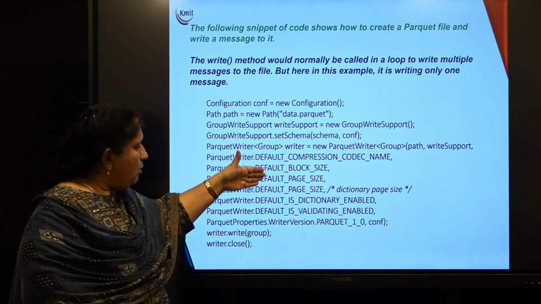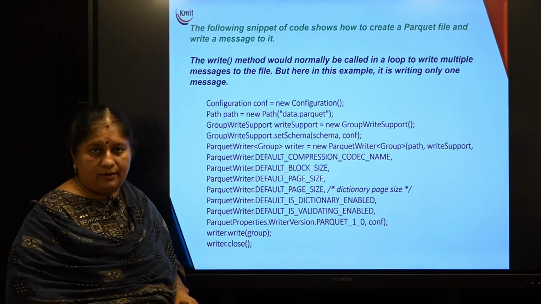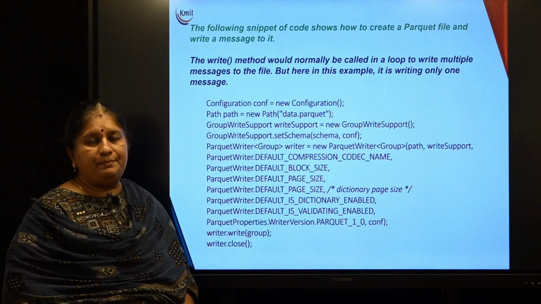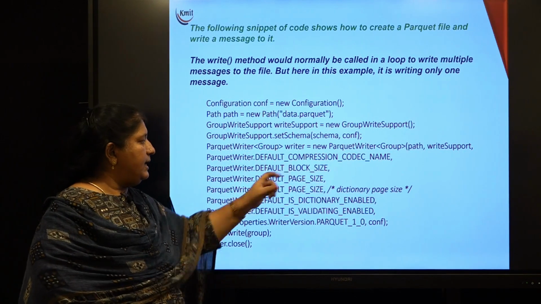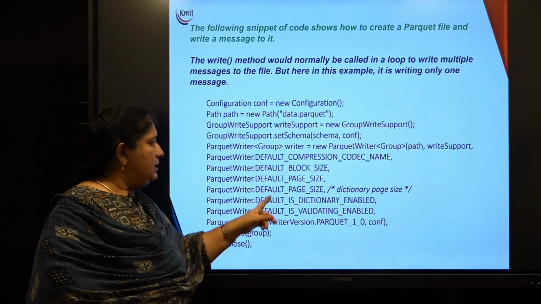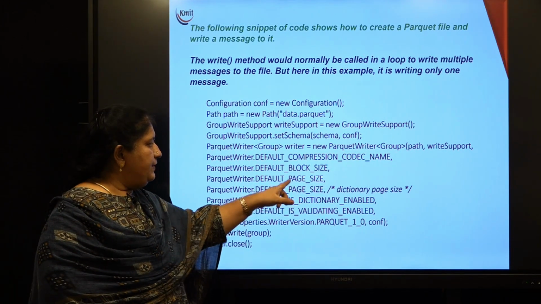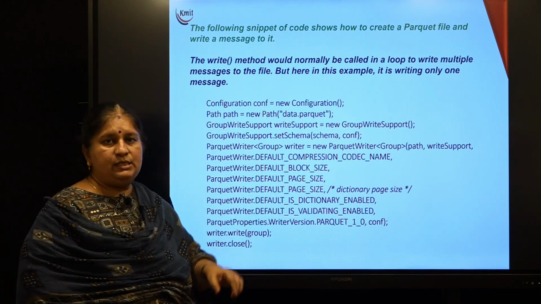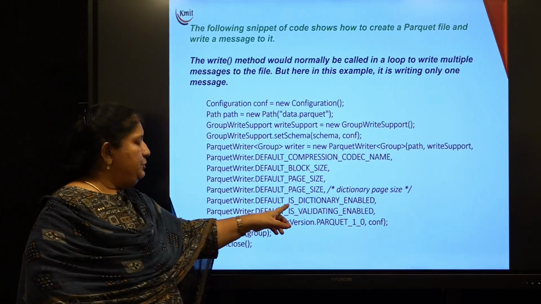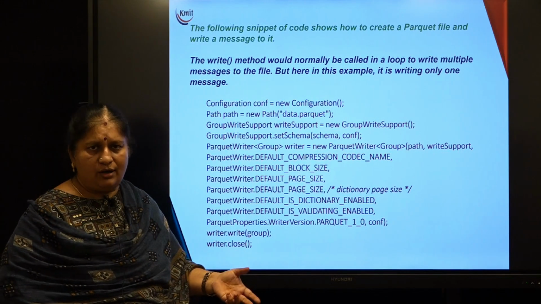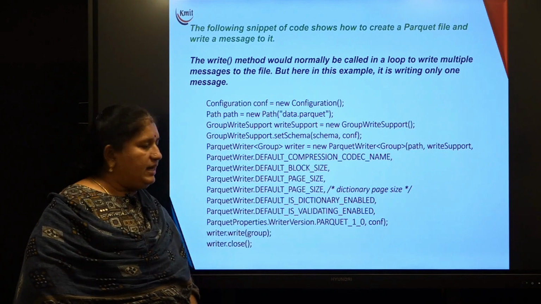Under that, if you see, all these are the parameters. What are the parameters we have? What is the default compression codec we are using? You have to specify the compression algorithm if at all we are compressing the data. Otherwise, you can leave it. Block size, what is the block size? Page size, what is the default page size? You need to specify. If you observe, there are two page sizes. The first one is for actual data, the second one is for the dictionary. Similarly, is dictionary enabled? If the dictionary is not enabled, this page size can be omitted. Similarly, is validating enabled?